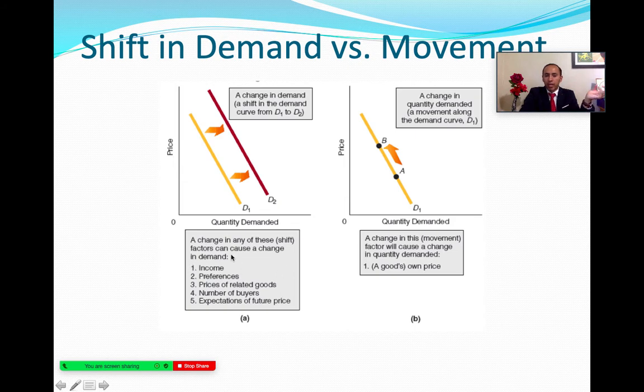Well, if you have more income, you tend to demand more products in some cases. Your preferences may shift it. If your preferences increase, you increase the demand. There's the price of related goods. We're going to talk about that, how the price of related goods in consumption can affect your demand. The number of buyers, which is affected by the population levels or population changes, and the expectation about the future.